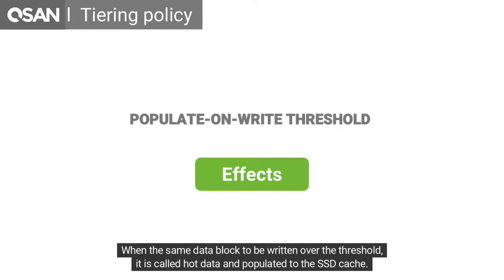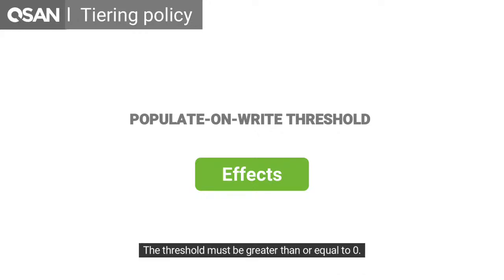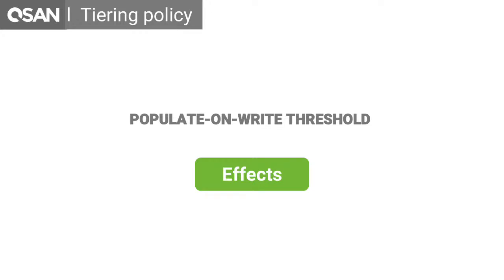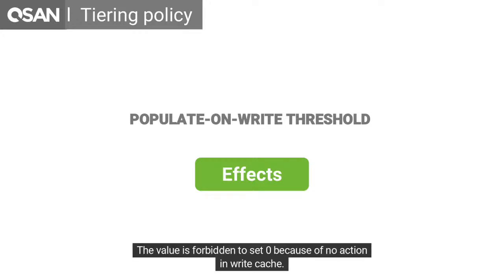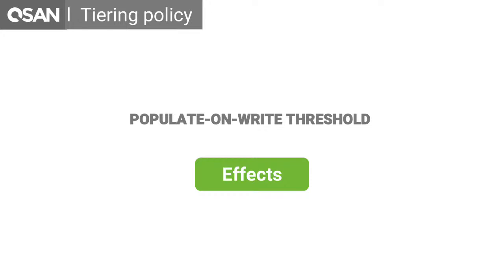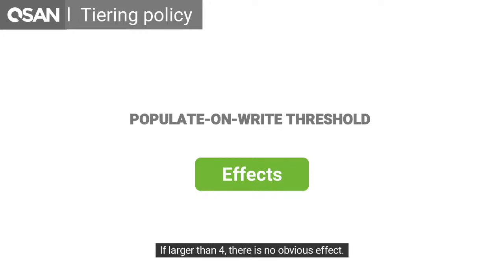When the same data block is written over the threshold, it is called hot data and populated to the SSD cache. The threshold must be greater than or equal to 0. If it is set to 0, no action is performed for a write cache. The value must be greater than or equal to 1 in SSD read-write cache. The value is forbidden to be set to 0 because there would be no action in write cache. The same as above, the maximum of the threshold is 4. If larger than 4, there is no obvious effect.